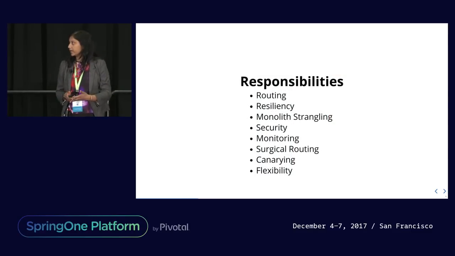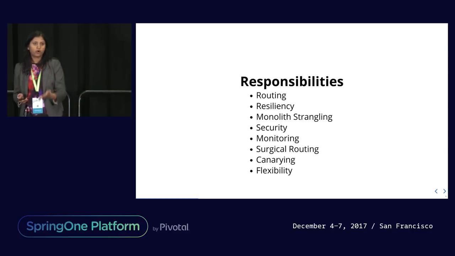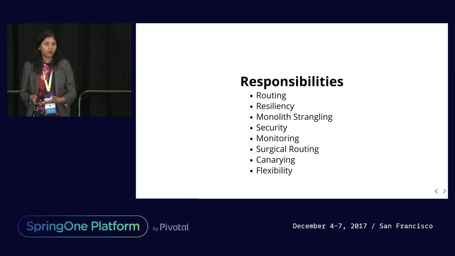Let's take a quick look at the standard responsibilities of an API gateway. So from the previous picture, you all can make out that it needs to perform different kinds of routings.